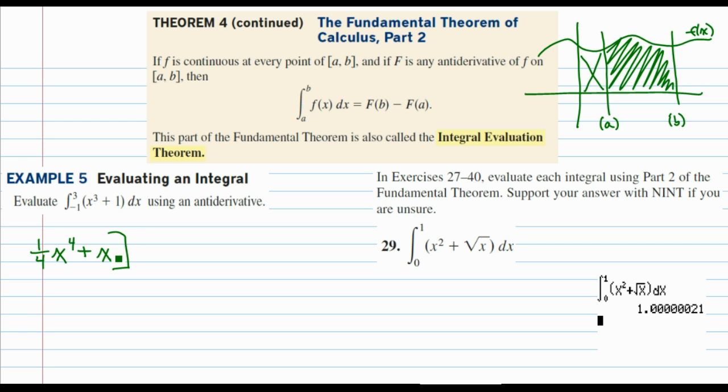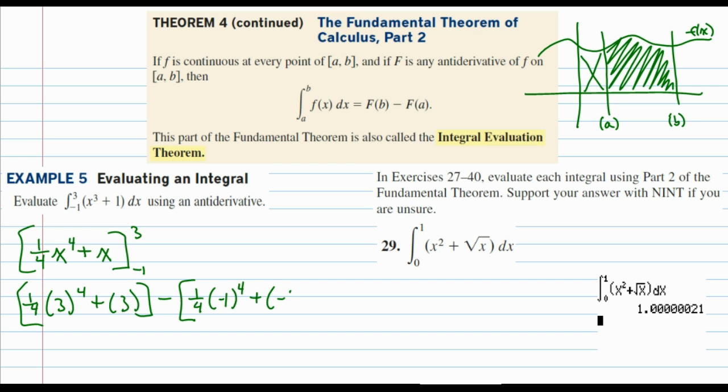And we're going to evaluate that, shown by this notation, from -1 to 3. So I'm going to first plug in the upper limit, so 1/4 times 3 to the 4th plus 3, and then minus plugging in the lower limit, so that would be 1/4 times -1 to the 4th plus -1, and overall I get my final answer of 24.